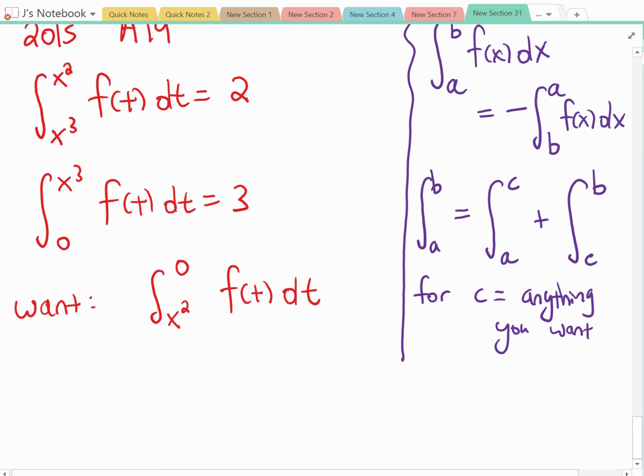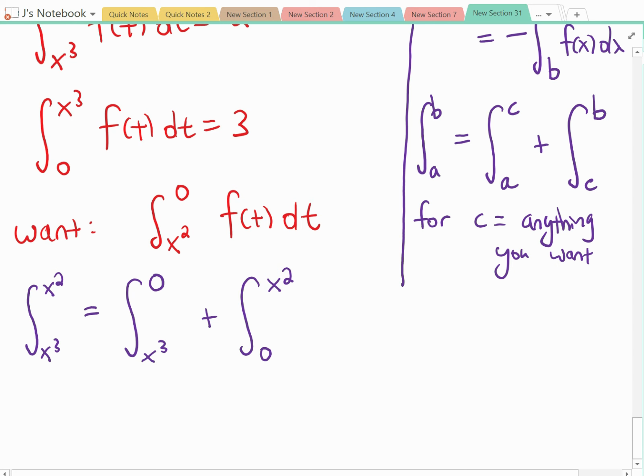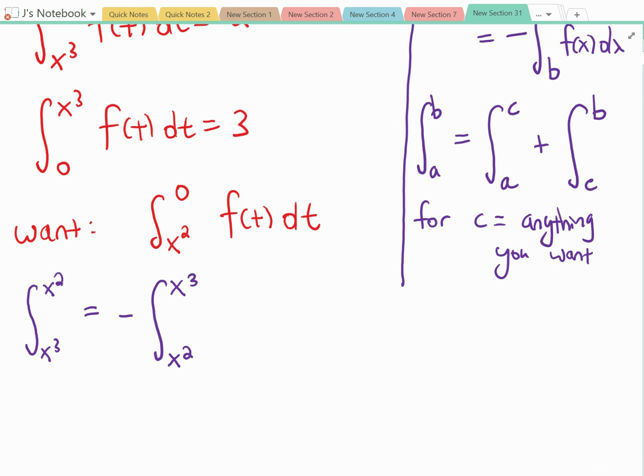First property: we'll write the integral from x cubed to x squared as the integral from x cubed to 0 plus the integral from 0 to x squared. Or hold on, let's not do that. Sorry, I lied. We're going to use the other property first. We'll write this as the negative integral from x squared to x cubed. That's a bit easier. We'll flip the bounds and put a minus sign in front. I'm doing that to make it look like the two pieces that we have. They go from 0 to x cubed, so it has the x cubed on top, and then go from x squared to 0 at the bottom. So now this has the right order. Then we'll write this as the negative bracket integral from x squared to 0 plus integral from 0 to x cubed.